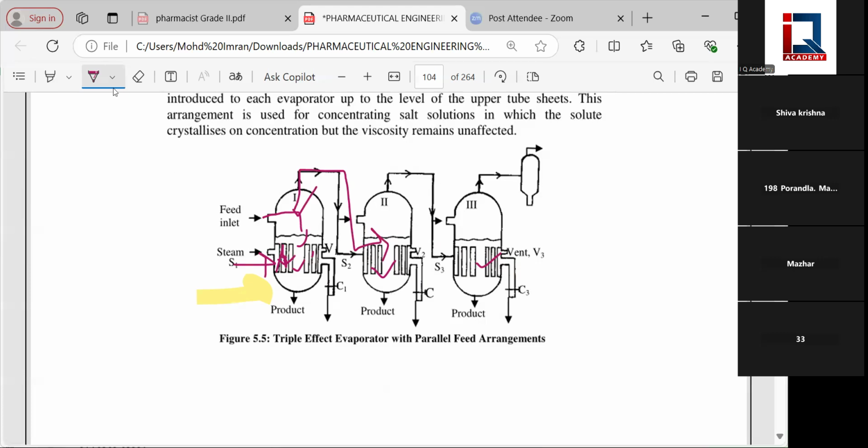So technically speaking, for heating the first evaporator we need energy. For heating the second evaporator, I don't need any energy, any electricity, any steam, because the steam generated from the first evaporator, I'm sending it as a heating source for the second evaporator.